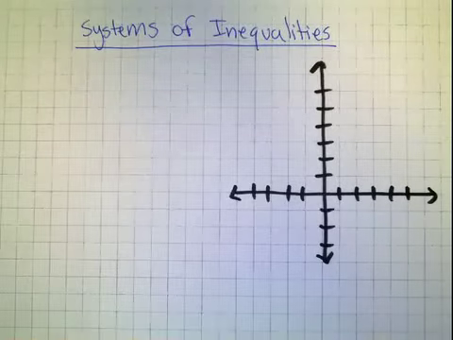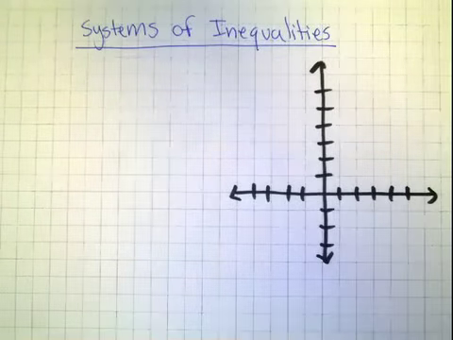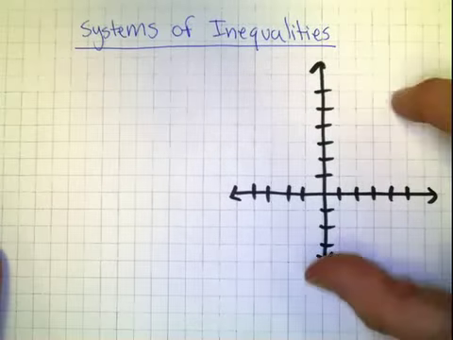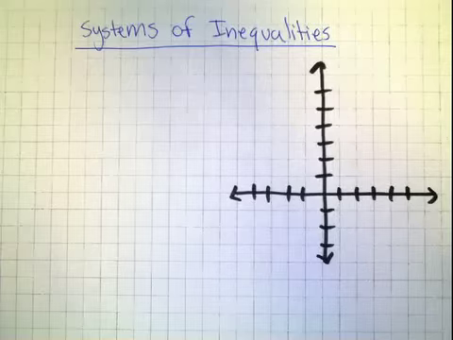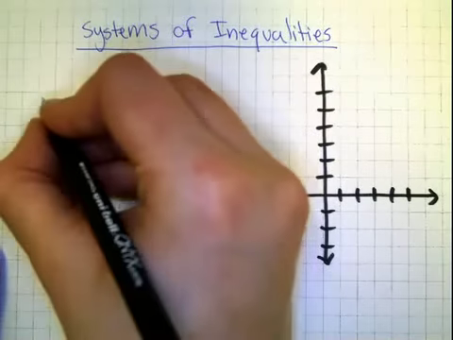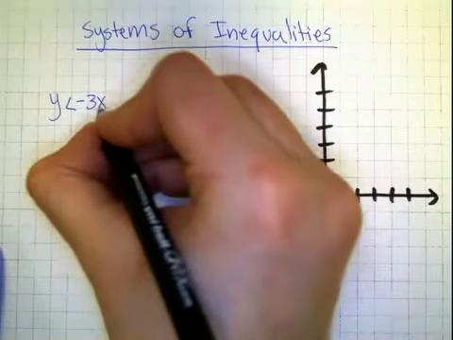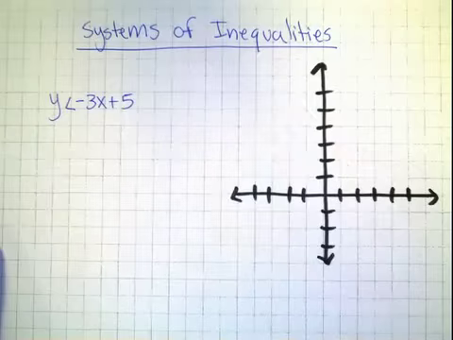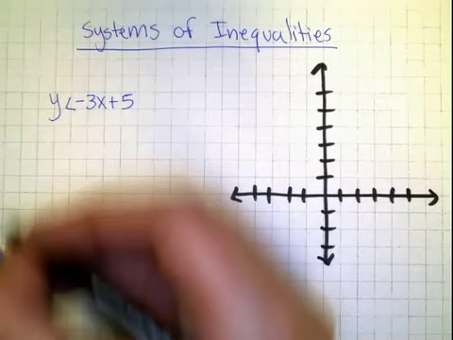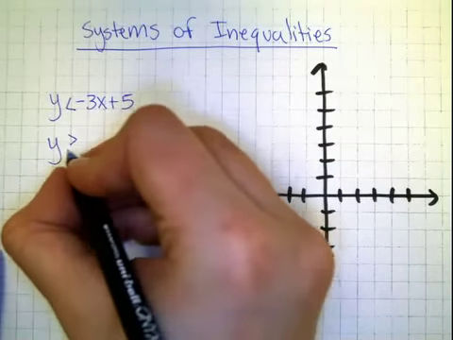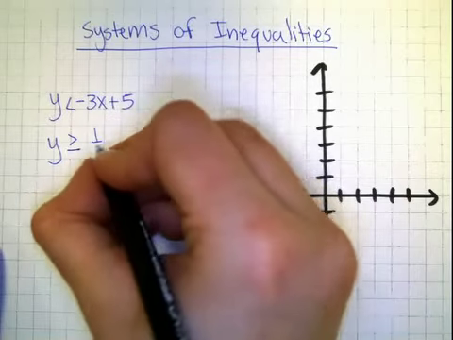All right, we're going to work on graphing systems of inequalities, and what this means is we want to take a graph and put two inequalities on it, like two rules. So let's say you had the rule y is less than negative 3x plus 5. We practiced how to graph this, but now we want to graph two graphs. So we also want to graph y is greater than or equal to 1/2 x minus 2.